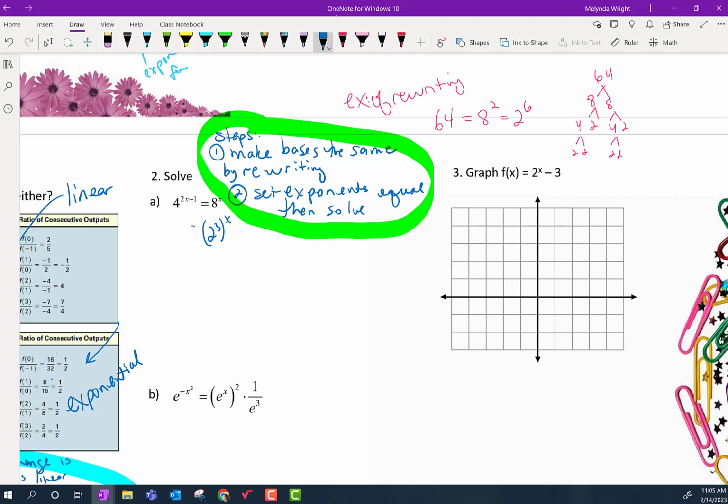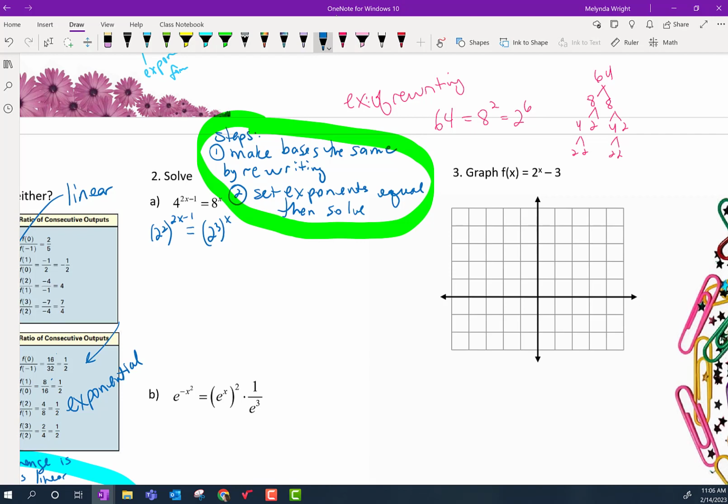And I really want my bases to be the same, so I start with the bigger one, just to get a feel for it. You don't have to, you can start with a smaller one, it doesn't matter. 4, could I get 4 as a base 2? Yeah, I can, right? 2 squared. So I'm going to rewrite 4 as 2 squared. So now I have my rewriting done.